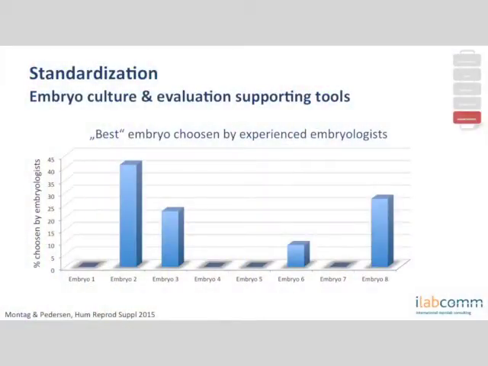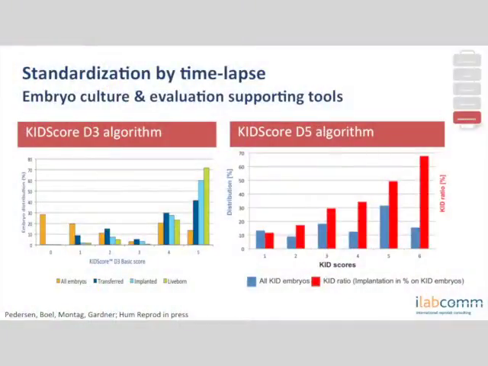So I think we need standardization because this choice here definitely has an influence on what comes out after the transfer. So we need to have standardization, and at the moment I think there is no better way than following certain algorithms. We have a nice publication coming up about a day 3 algorithm. There is a day 5 algorithm which is now published for time-lapse, which is amazing because it can give you in the highest score groups up to 70% pregnancy rates or implantation rates.